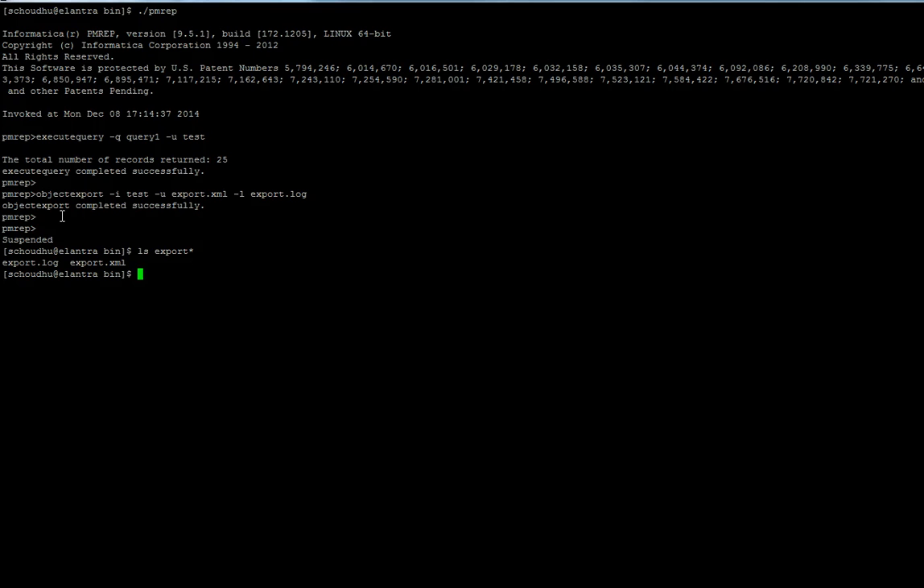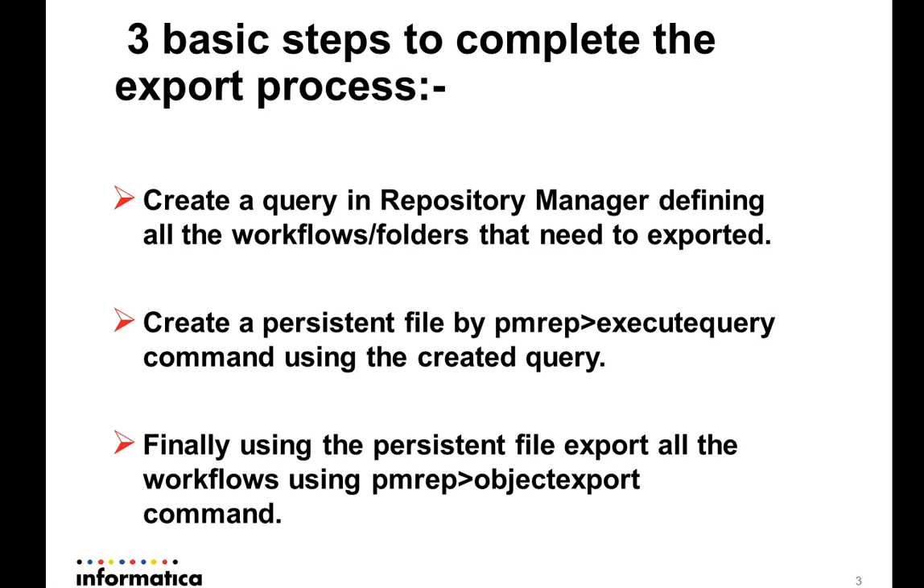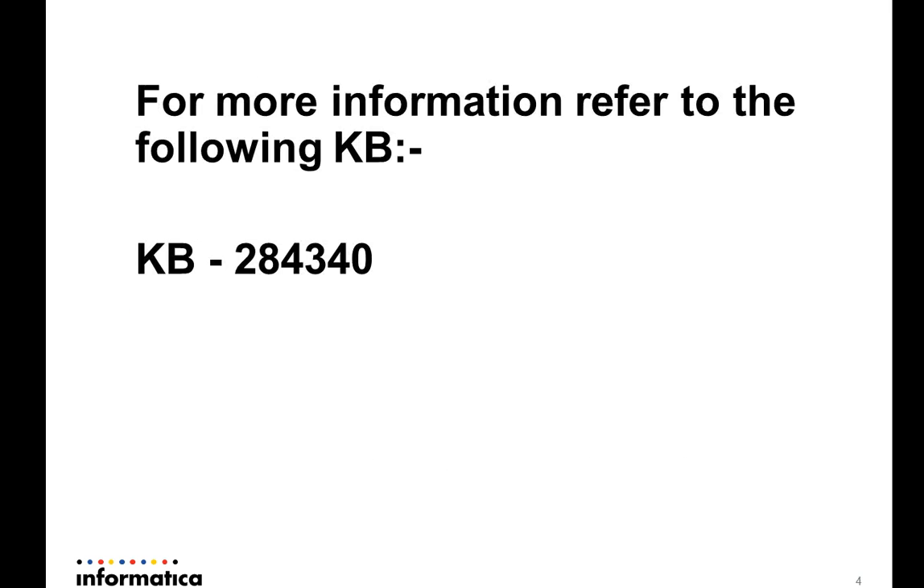So we can see in this server bin folder, both the export.log and export.xml are available. We can now just move this XML file and import in a repository manager. We'll get all the output XML. You can check on one of our KB where we have all the information regarding this whole process.